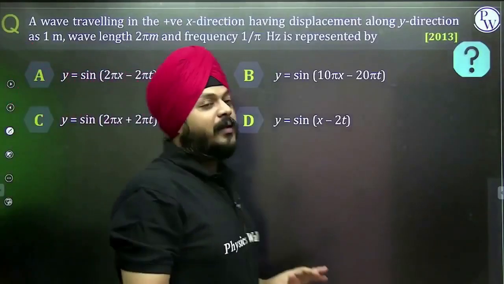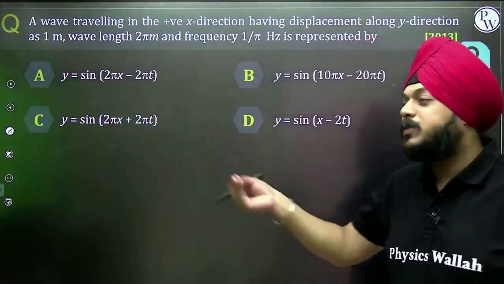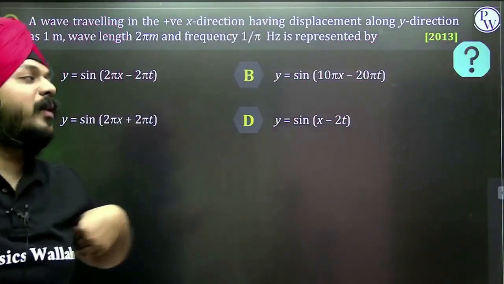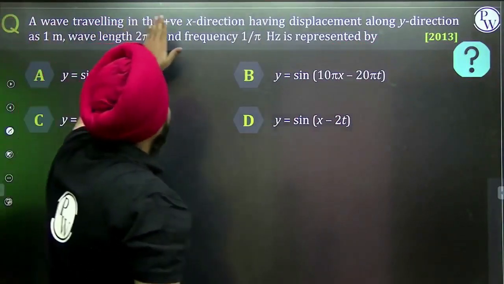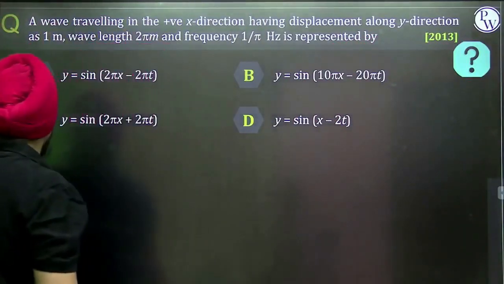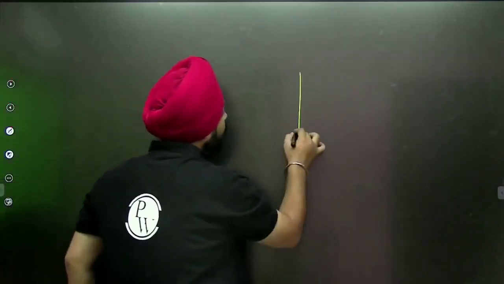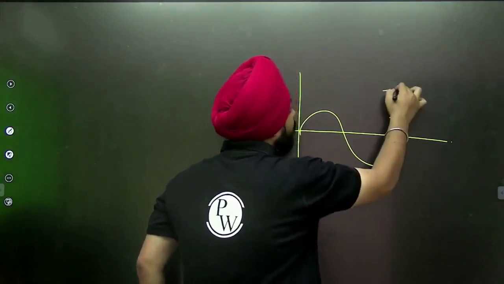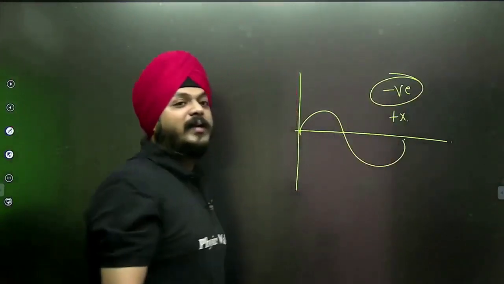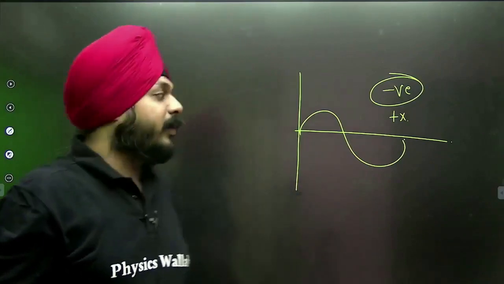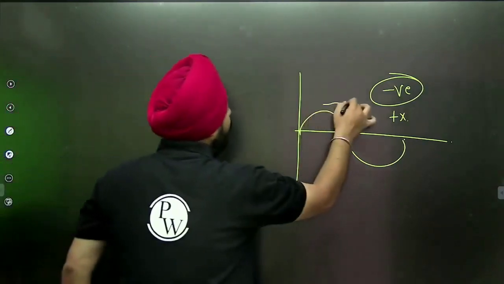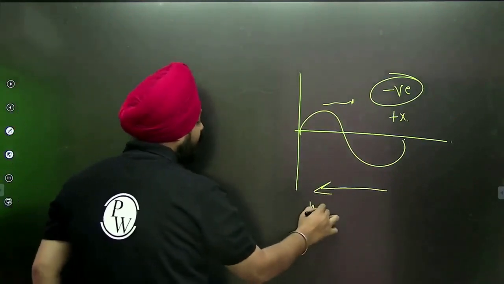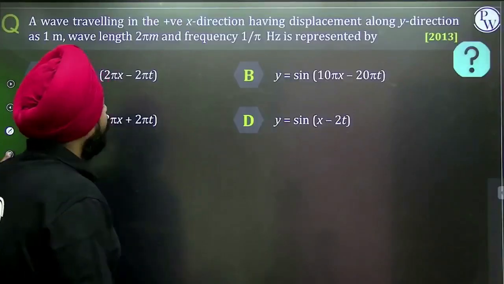Now we have seen the representation of the wave. We are going to see some 2-3 sums related to it. One thing I want to discuss: if the wave is traveling in the positive x direction, then in the equation we have the negative sign, that is kx minus omega t. If the wave is propagating in the negative x direction, we have the positive sign.